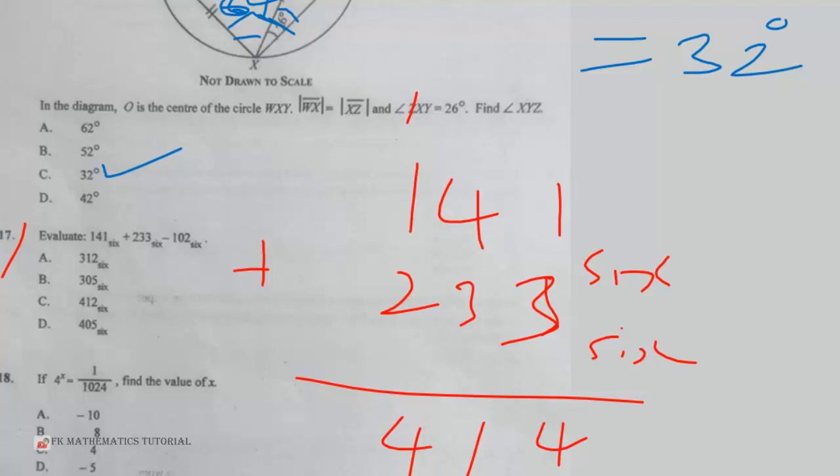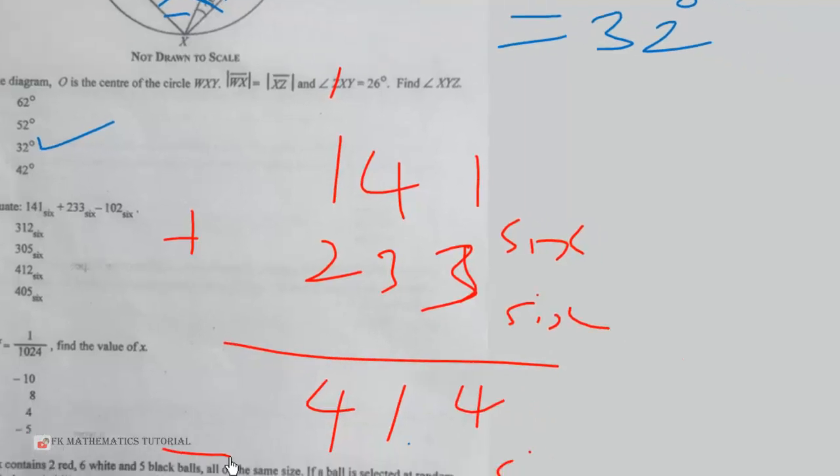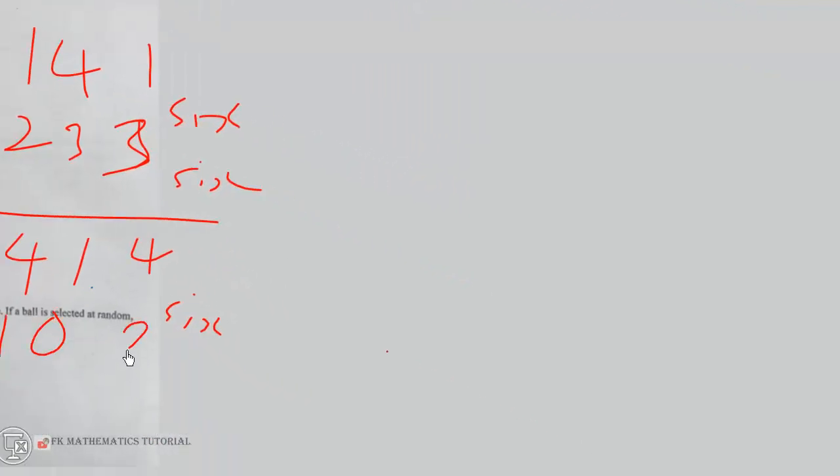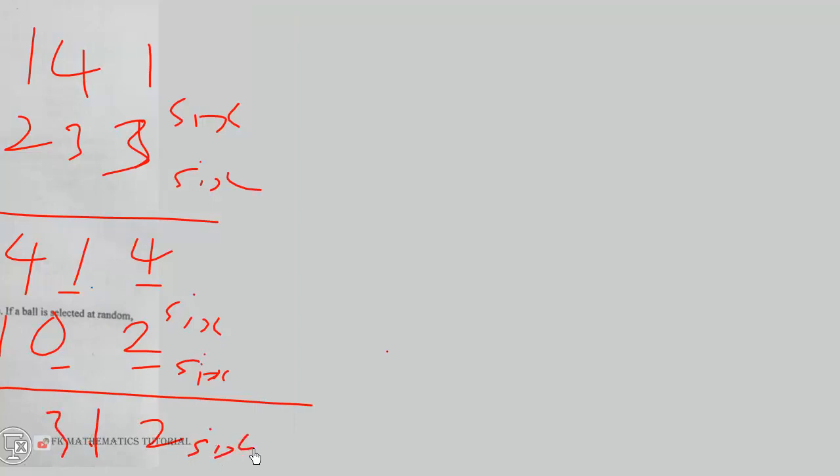Now we subtract, so 414 base 6 minus 102 base 6. So let's subtract. 4 minus 2 is 2, 1 minus 0 is 1, then 4 minus 1 is 3. So the correct answer is 312 base 6, which is option A.